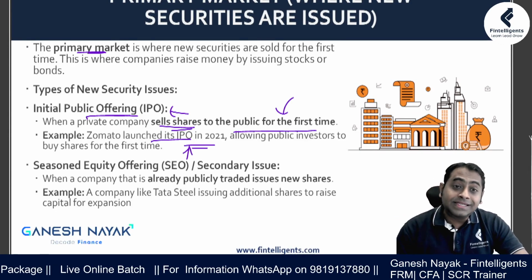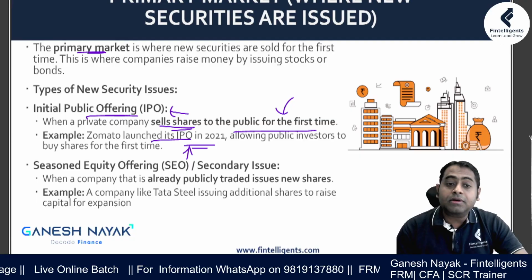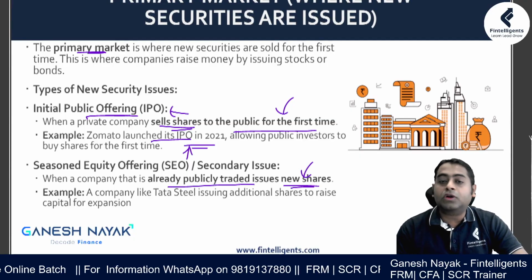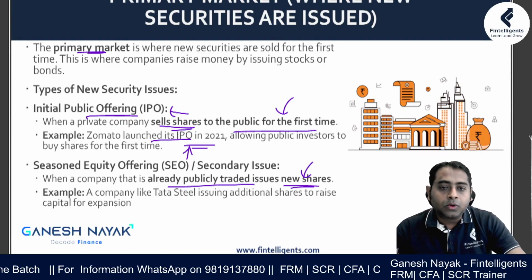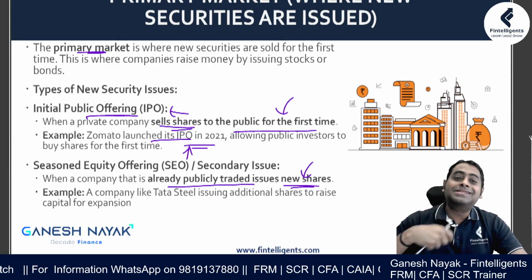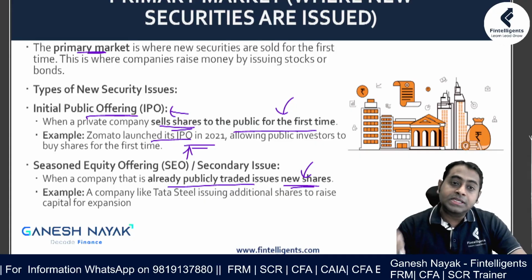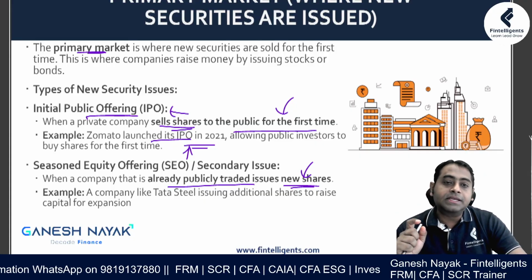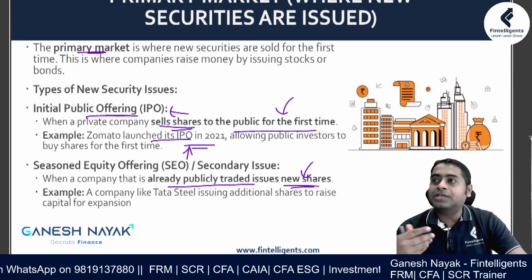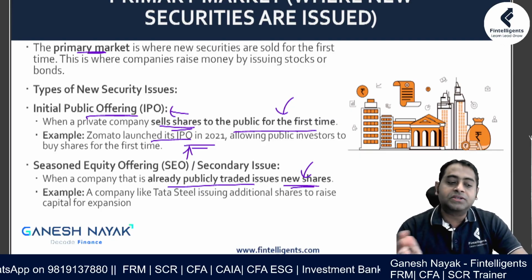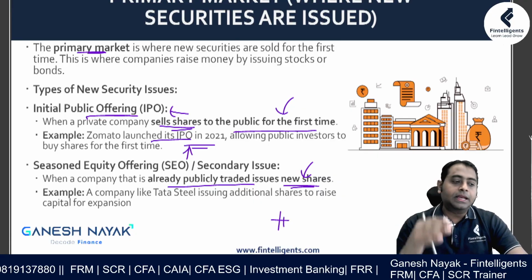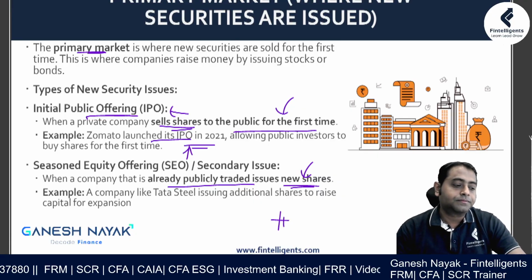The secondary sale is when a company that is already publicly traded issues new shares. This is called a follow-on offer, where I'm selling the shares again in the market. This is also happening in the primary market, but this is not an IPO. Most of the time you sell it to the existing investors, the existing shareholders only. Okay, I'm taking a short pause, read and let me know if there is any confusion.